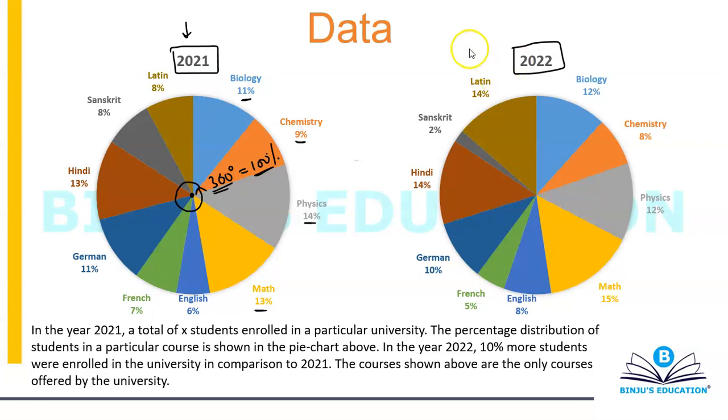So it says that in the year 2021, there were only X students who were enrolled, and in the year 2022 we have 10% more students. So 10% of x is 0.1x, and 10% more will become x plus 0.1x, which is 1.1x. So 1.1x students were enrolled.